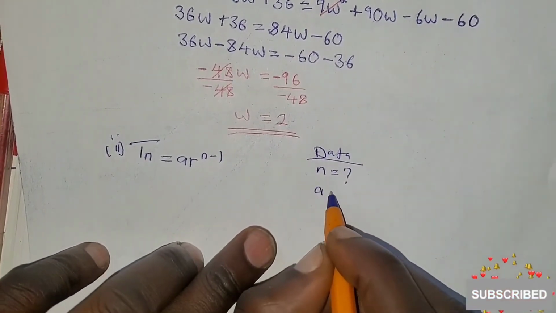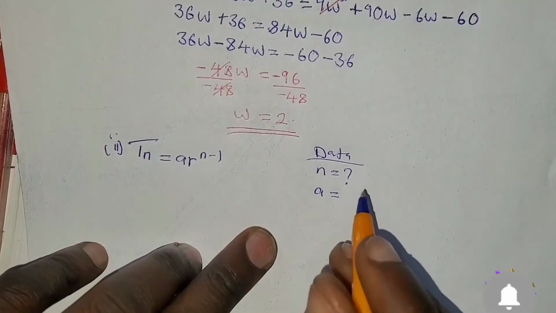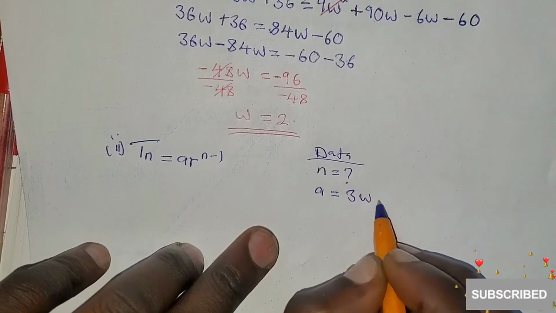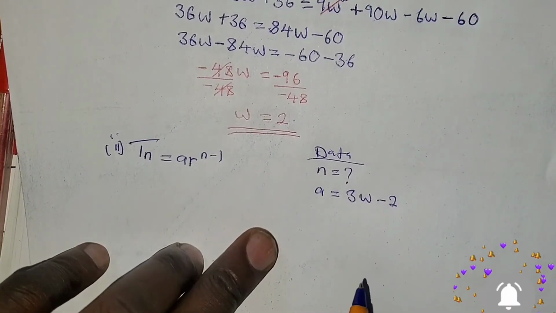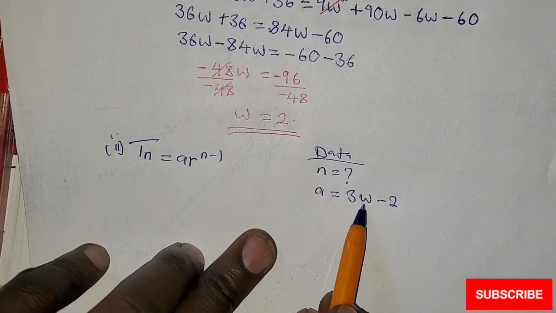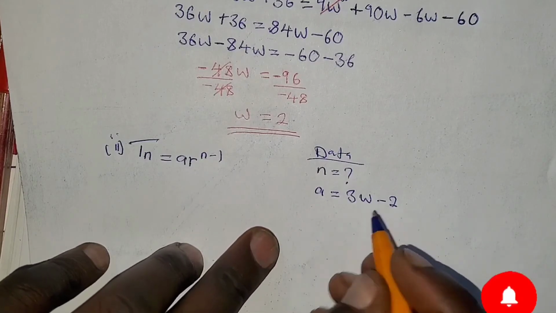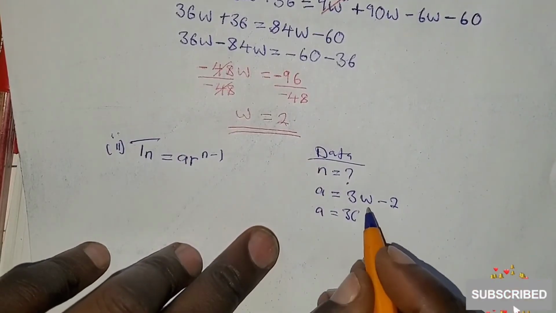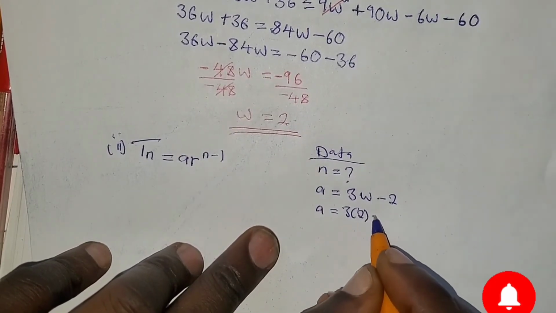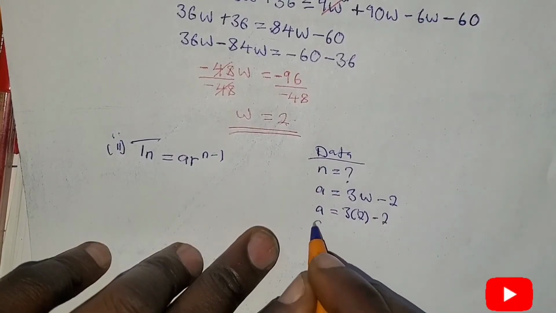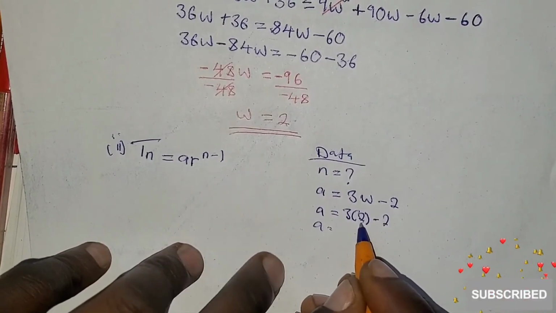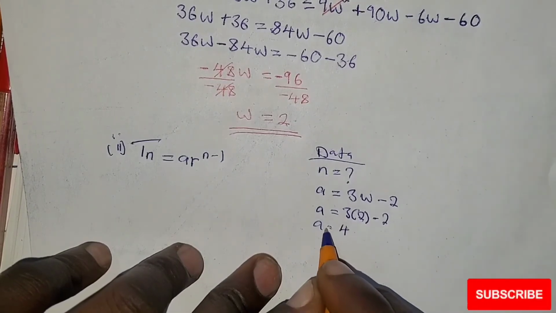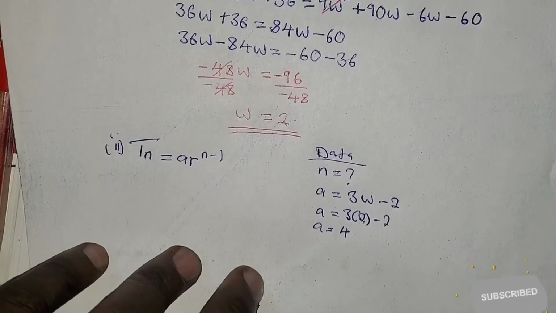What is the first term? The first term is 3W minus 2, but we know the value of W, so we can substitute. Don't be under pressure. So the value of A is 3 times W. What is W? W is 2. So it's like this, minus 2. So 3 times 2 is 6. 6 minus 2 is what? 4. So the first term is simply 4. Okay.